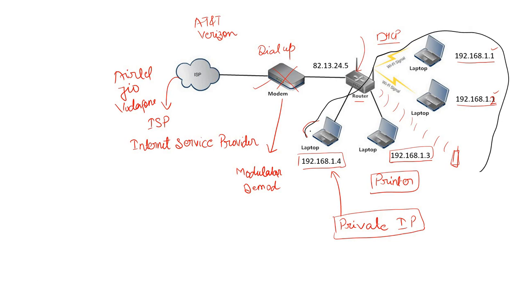This is your home. Actually, I should not say home, I should call it a local premises, because it can be an office as well. So in that case, these private IP addresses are significant to this area only. And when they are going to the global world, what is happening? These private IPs are mapped to this public IP.